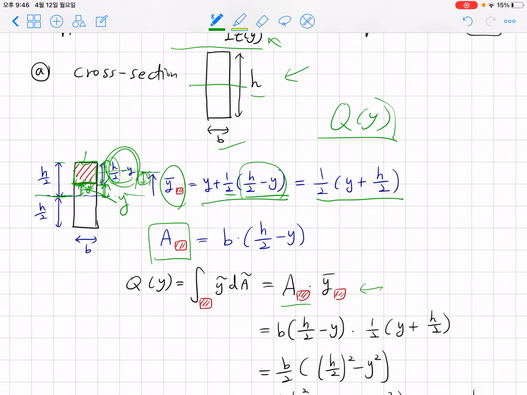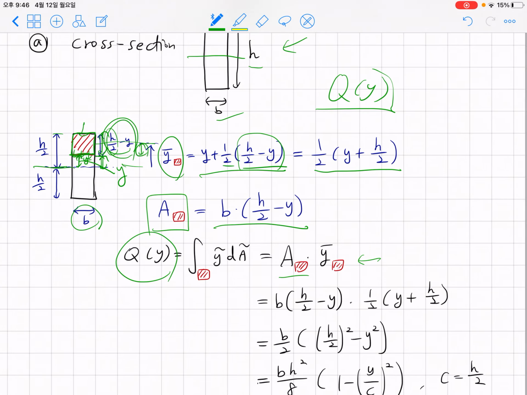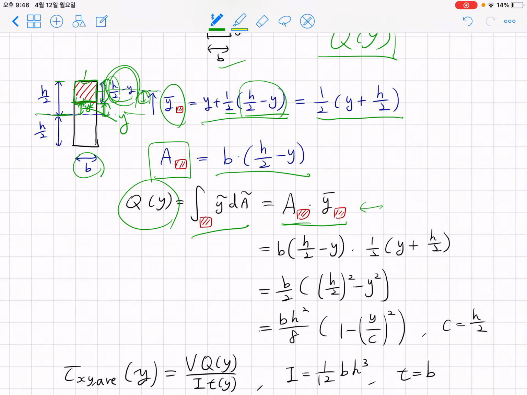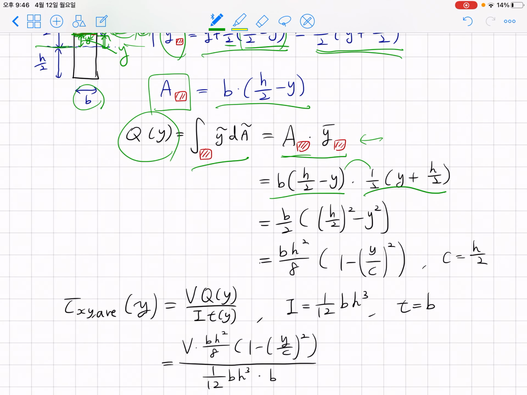Now the area of this red one is h/2 minus y multiplied by b. Okay, so b times h/2 minus y. Now if you want to obtain Q_y, this integral is equivalent to A times the centroid position. So A is this, centroid position is this, and after massaging this equation, you have something minus something and something plus something, which is a very familiar expression for us, which resulted in (h/2) squared minus y squared. Then after massaging the equation, what you're going to get is some geometric constant, b h squared over 8, multiplied by 1 minus (y over c) squared.